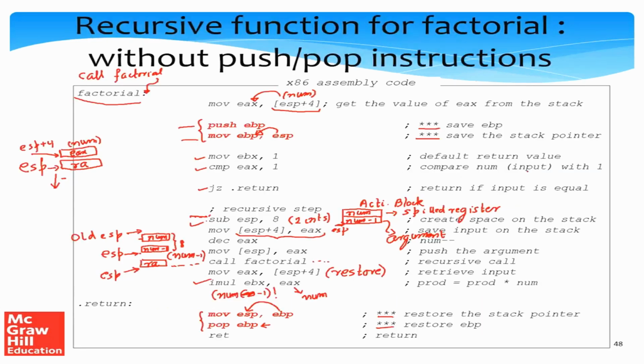Right? So what does the leave do? The leave instruction does the job of these 2 instructions over here. Restore the stack pointer and the base pointer. And the enter instruction does the job of actually storing the base pointer, setting the base pointer equal to the stack pointer, and creating the activation block. So pretty much these three instructions are folded into one instruction called enter.